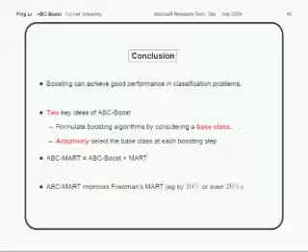So the conclusion is that boosting often achieves good performance, as everybody in this room knows. Two key ideas are that we can formulate the boosting algorithm by considering a base class, and then we adaptively select the base class at each boosting iteration. Here I only report a particular implementation of ABC-MART, and I have several other implementations ongoing, which I call by different names. But for this particular implementation, the improvement on these data sets is about 10 to 20%. Thank you very much.